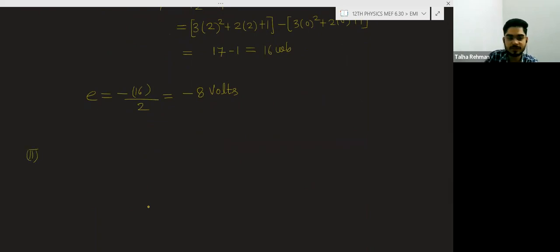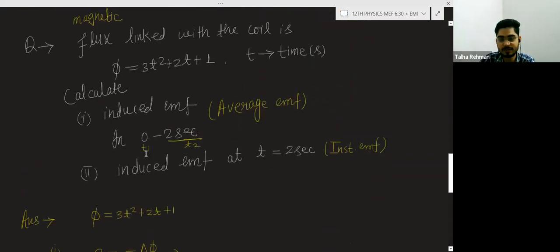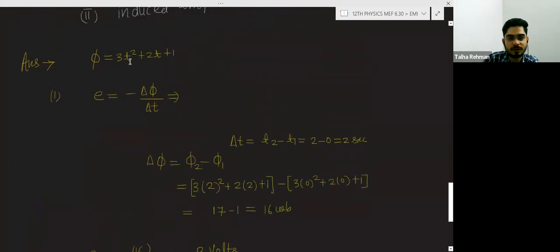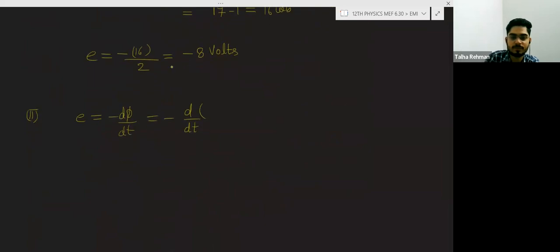Second part. In the second part, they are asking the instantaneous EMF, means d phi by dt. They are asking d phi by dt, where d means very small change. When we are solving for differentiation, we calculate dy by dx. Similarly, we will calculate d phi by dt. So here is your minus sign, and here d by dt, and here put the value of phi: 3t square plus 2t plus 1.